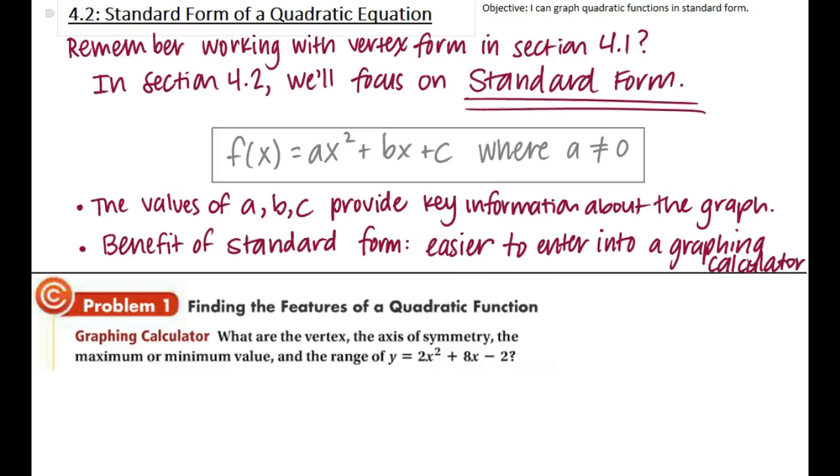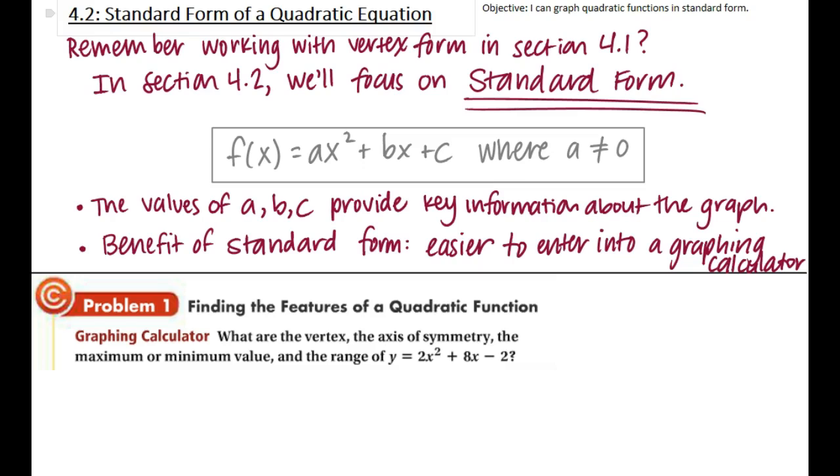In this lesson video, we're going to be focusing in on section 4.2, standard form of a quadratic equation. Our objective is to graph quadratic functions in standard form. So hopefully you remember from section 4.1 that we worked with quadratics in vertex form. Today, in our lesson 4.2, we're going to be focusing in on standard form.